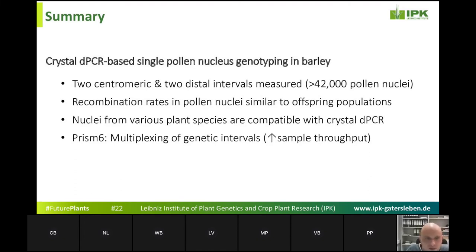And with this, I would also like to summarize. So the Crystal Digital PCR machine allows us to genotype single pollen nuclei in barley. I showed you today that we measured initially two centromeric and two distal intervals for more than 40,000 pollen nuclei each, that recombination rates in pollen nuclei measured via the Crystal Digital PCR are similar to recombination rates in offspring segregating population, that also the system is compatible with a huge range of nuclei with different size and genome content from various plant species. They are compatible with Crystal Digital PCR, and that the new Prism 6 allows you really to multiplex various genetic intervals so you can dramatically increase your sample throughput.